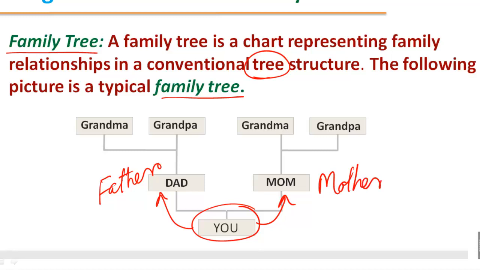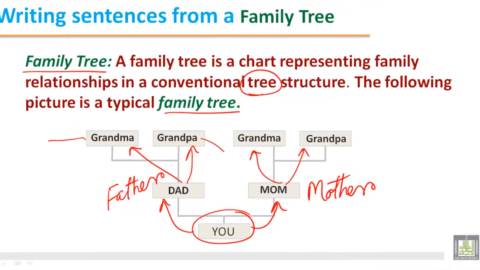Then if we go upward on both sides, we can find the father of your father. You can say grandpa. And mother of your father, you can say grandma. On the other side of the tree, you can see this is grandpa of your mother and this is grandma of your mother. So this is just a typical family tree. There can be other members too, like your brothers, sisters, and if it is a big family tree, then you can have other members of the family you have.